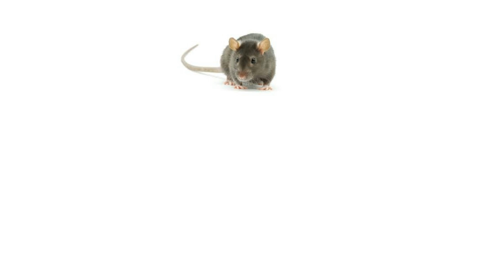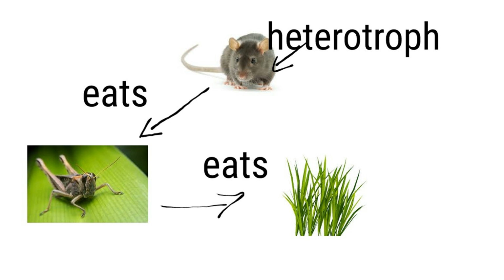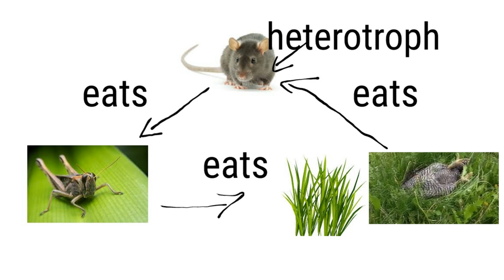Secondary consumers. Secondary consumers are heterotrophs that eat primary consumers and sometimes primary producers. They are also eaten by tertiary consumers.